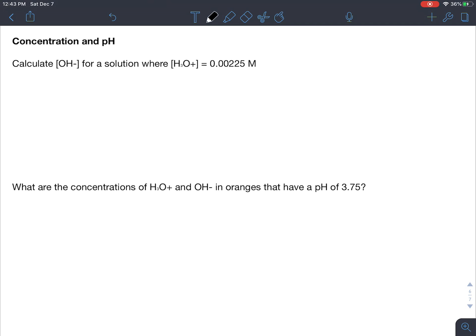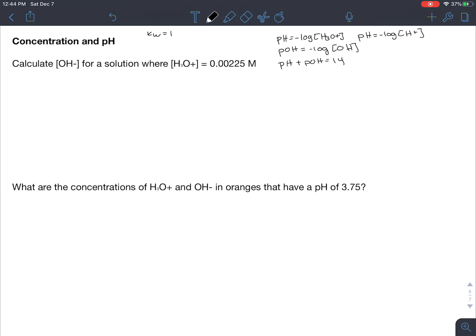Concentration and pH. So before getting too into it, let's think of all the formulas that we know when it comes to acids and bases and pH. pH is equal to negative log of hydronium ion or hydrogen ion, same thing. pOH is equal to negative log of OH. I know that pH plus pOH is equal to 14.